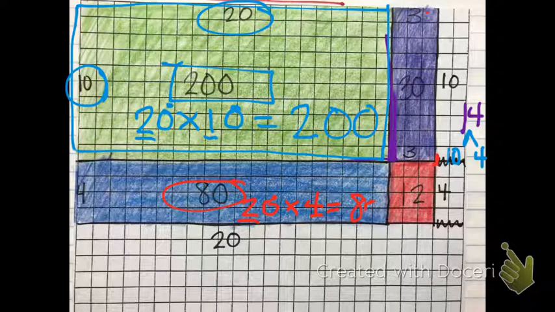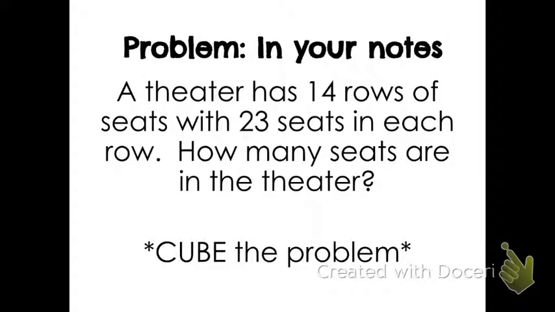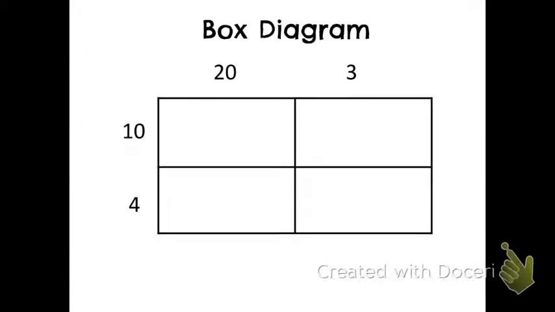We're going to take what we're using today, this kind of grid idea, to use what we call a box diagram. The next equation we're looking at is this. So you should have been given a box diagram to glue in your notes. Make sure you have that glued in. Let's go ahead and write on the outside edges the numbers that you see on the outside edges of mine. So at the top, we have 20 and 3, and on the outside, we have 10 and 4.